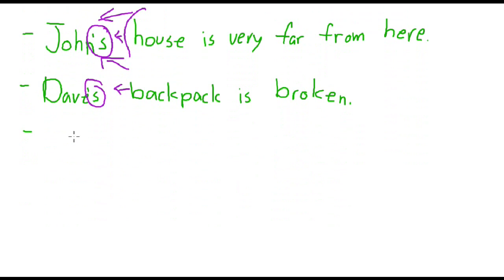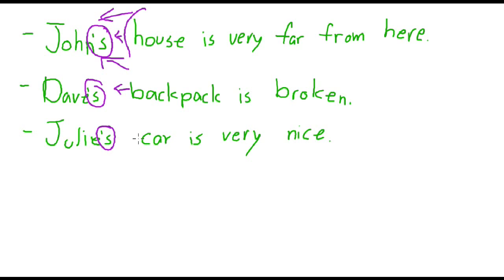Alright, let's look at another example. Julie's car is very nice. Okay, Julie's car is very nice. Okay, her car is very nice. Maybe it's very beautiful, very new. Okay, but the idea is it's Julie's car. Correct? With the apostrophe S, genitive case. Julie's car. Okay. Now I want to show you something interesting. It is basically the same, but a little different.